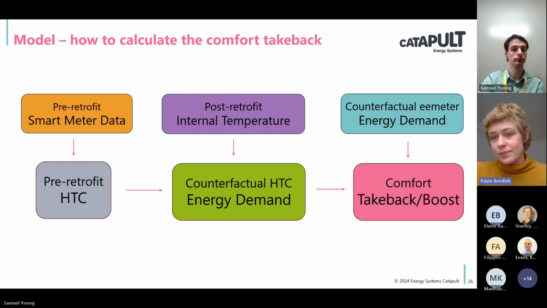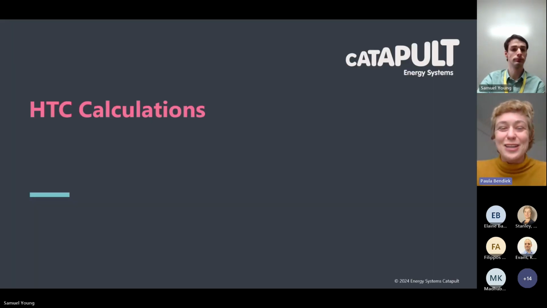First we need to calculate the heat transfer coefficient, which, as I said, is a measure of the thermal performance of a house. A low HTC means that we need less energy to heat our homes. And for context, the average HTC in the UK is 330 watts per Kelvin.